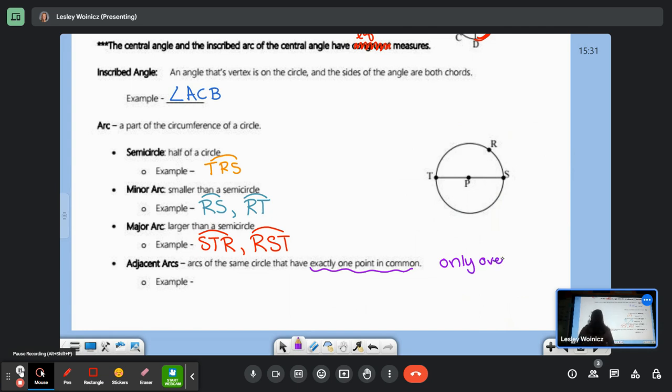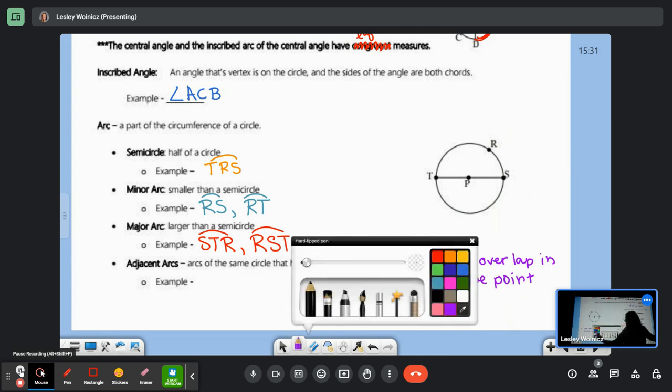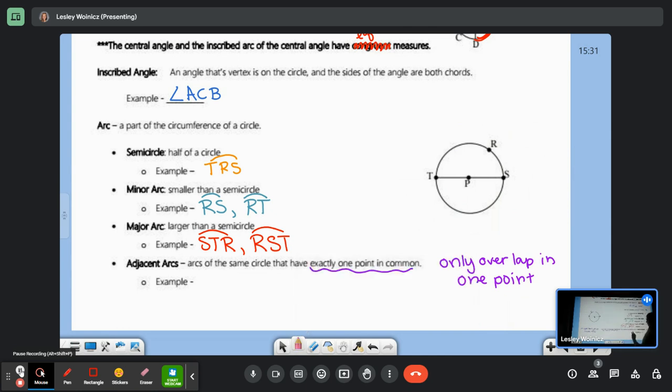Is it RPS and RPT? Or no. Okay, so TR and RS. They only share point R. Other than that, they're not overlapping. Questions?